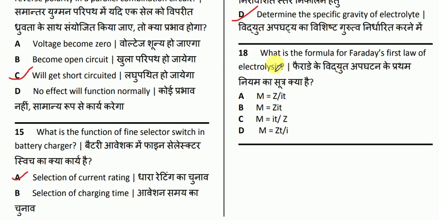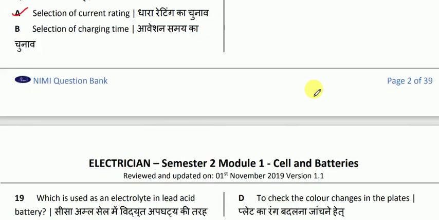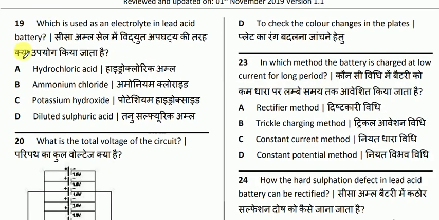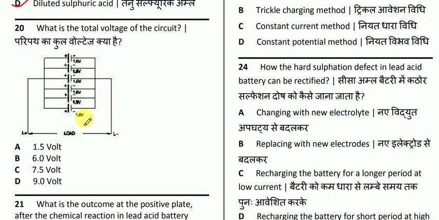Now coming to the 18th question. What is the formula for Faraday's first law of electrolysis? Here we already saw the formula. Here M equal to ZIT. Now coming to the 19th question. Which is used as an electrolyte in a lead acid battery? The correct answer is option D, diluted sulfuric acid.